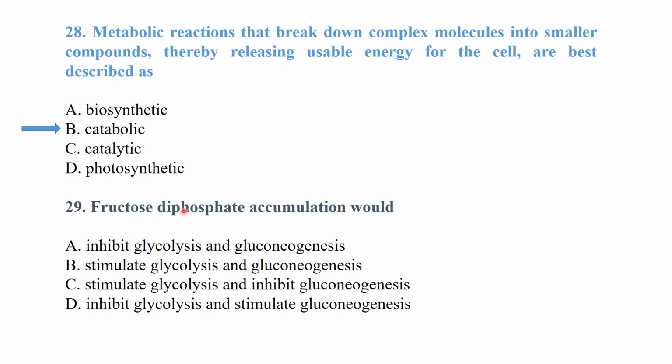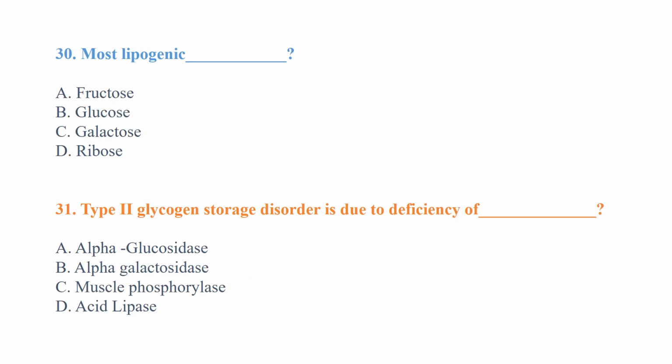Fructose diphosphate accumulation would, जब fructose diphosphate accumulate होगा तो it will result in the stimulation of the glycolysis and inhibit gluconeogenesis. मोस्ट लिपोजेनिक, अब इनमें से सबसे ज्यादा लिपोजेनिक मॉलिक्यूल कौन सा है? तो फ्रक्टोज इज द मोस्ट लिपोजेनिक. टाइप 2 ग्लाइकोजन स्टोरेज डिसऑर्डर इज ड्यू टू डिफिशियंसी ऑफ, तो टाइप 2 जो स्टोरेज है वो अल्फा ग्लूकोसाइडेज की डिफिशियंसी की वजह से होता है.